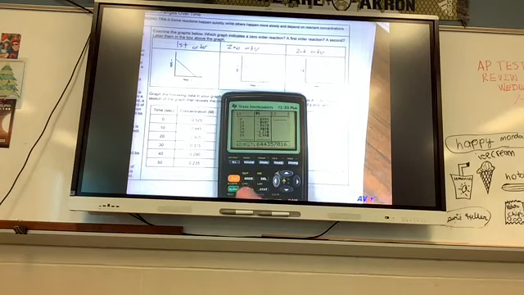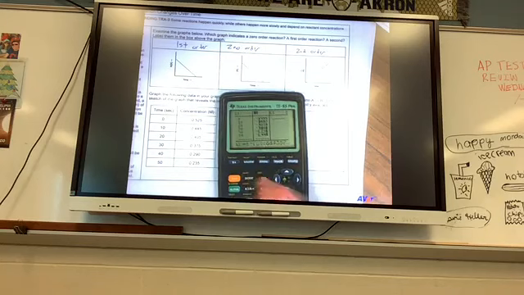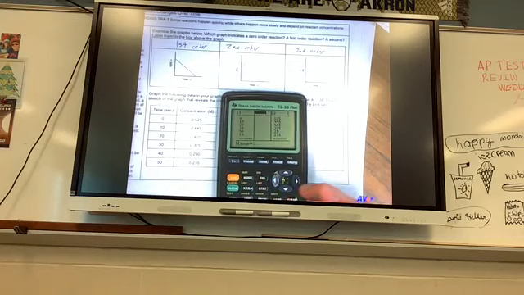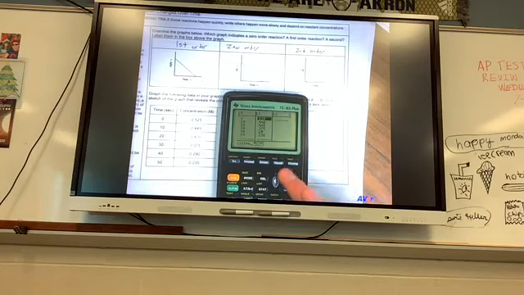Second insert, second E to get it back to the original. And now I want to do second insert. Whoops, what did I just do? Yikes, 6. Get rid of that. Delete. What did I do? Stat, edit. Okay, here we go.